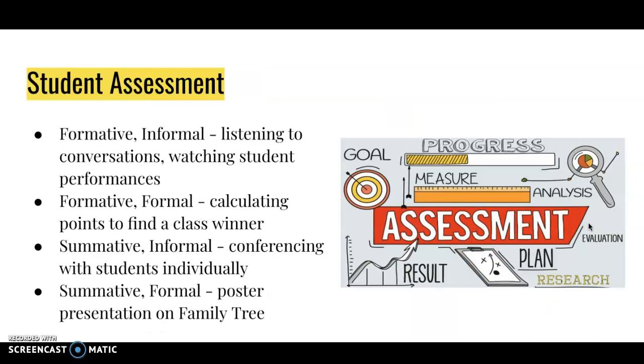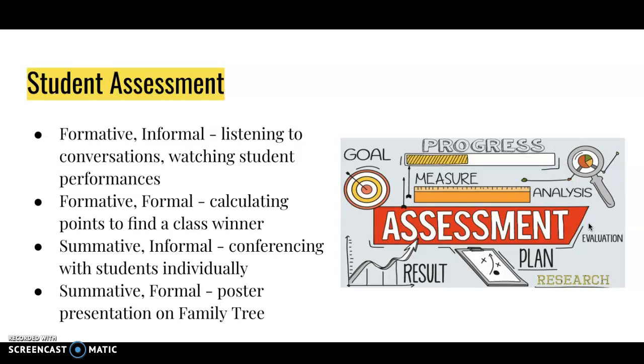Student assessment, formative, informal. I was listening to student conversations, watching student performances. They were all doing a really great job. Formative, formal. I was calculating points to find a class winner. Competition motivates my students a lot. So they found that aspect of the game really motivating.